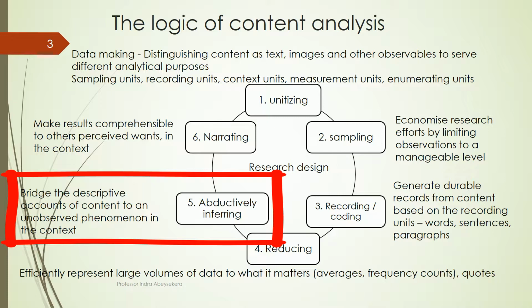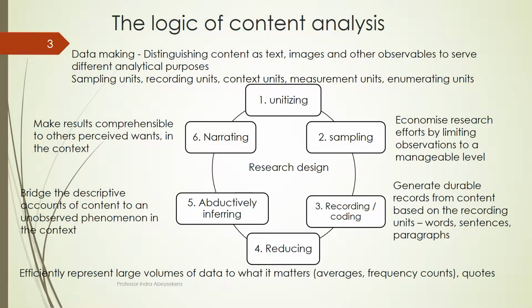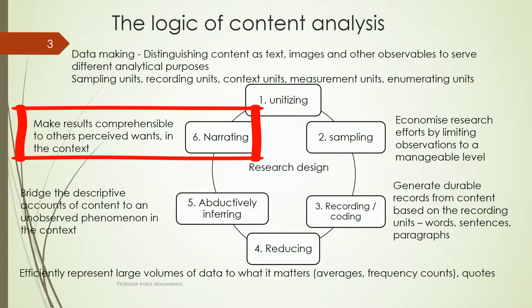The fifth is abductively inferring. It is to bridge the descriptive accounts of content to unobserved phenomena in the context. Six is narrating. Narrating is making results comprehensible to others' perceived wants in the context.